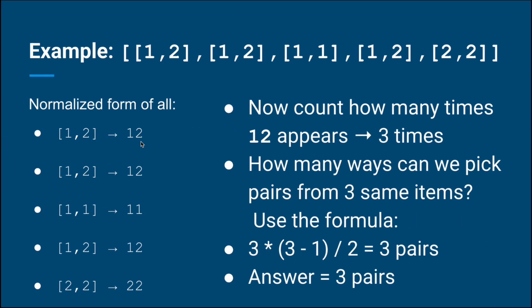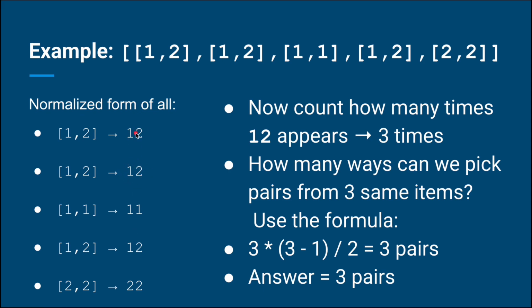So let's understand how. If we have another example, we will use 1 2, 1 2, then we'll take 1 1, 1 2 and 2 2. Let's normalize this form and understand. For 1 2, the key is 1 2. For 1 2, the key is 1 2. For 1 1, the key is 1 1. For 2 1, the key is 1 2, and for 2 2, the key is 2 2. So as you can see, for 1 2 we have key 1 2, for 1 1 we have key 1 1, and for 2 1 we have key 1 2.